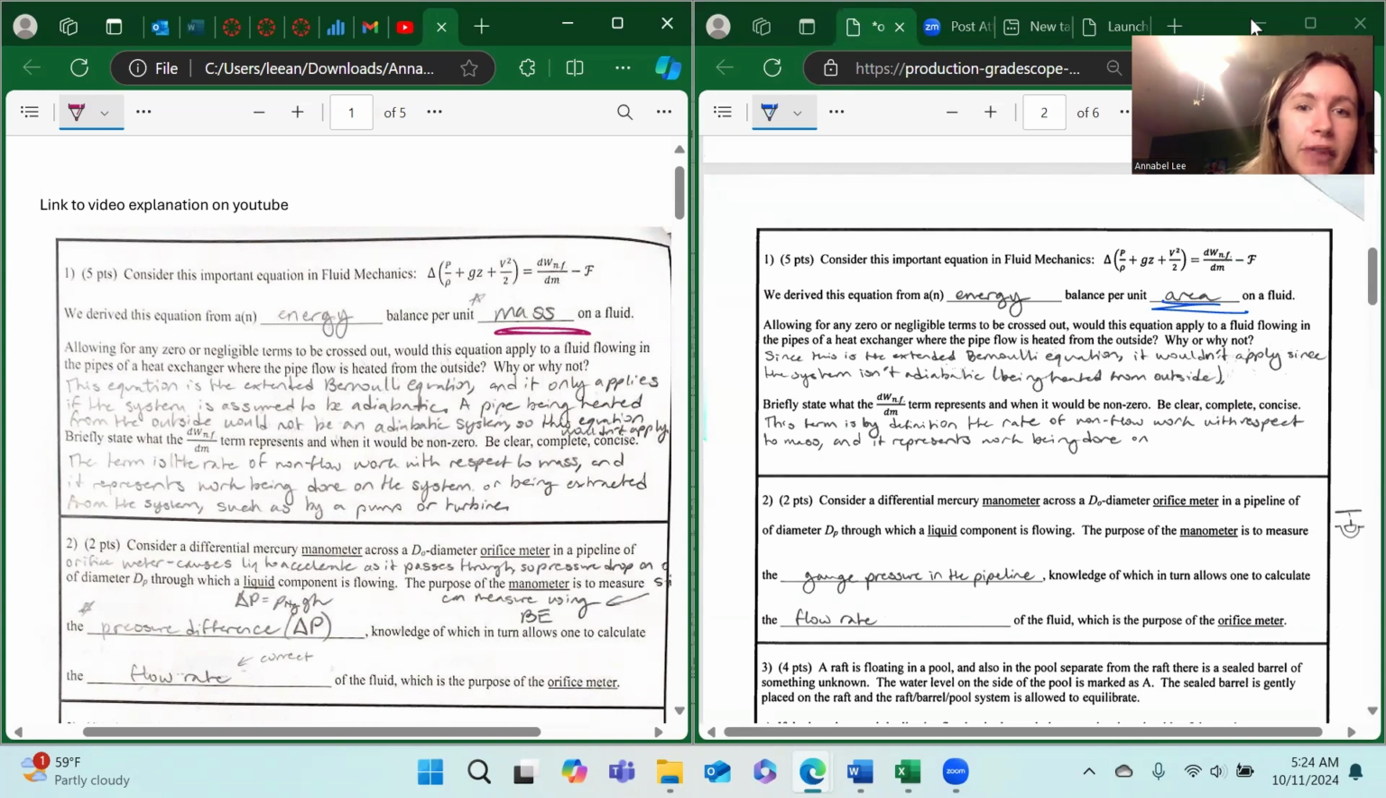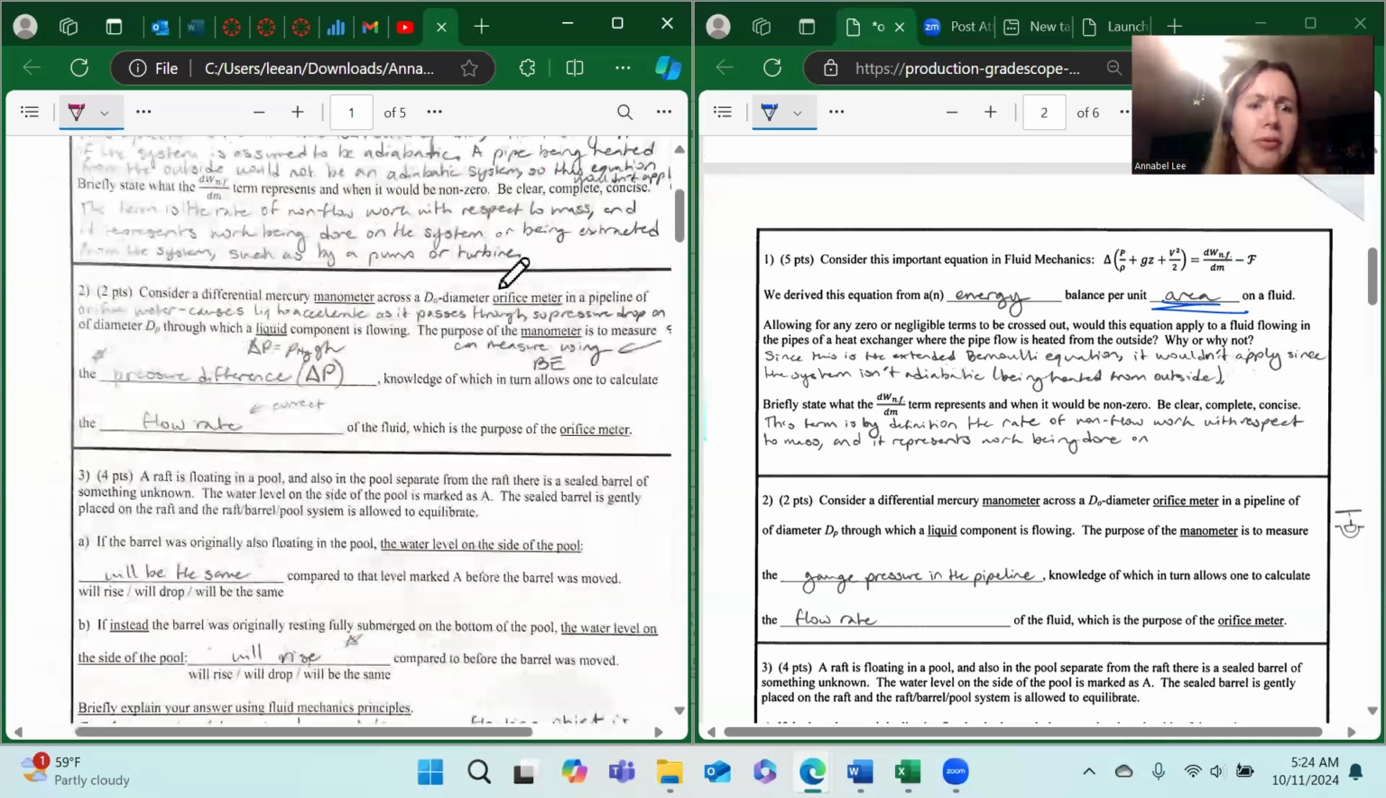And then the other questions I got correct, but I added more, being that if the equation applies to a fluid flowing in and out of pipes of a heat exchanger, it would not apply for the extended Bernoulli equation, because that equation assumes the system is adiabatic, and if you have heat going into the system, it's not adiabatic. And the work non-flow term with respect to mass represents work being done in the system or being extracted from the system, like through a pump or turbine. And for the extended Bernoulli equation, we don't really have that. You could get the energy Bernoulli equation. So yeah, got that right originally, but just wanted to go over that.